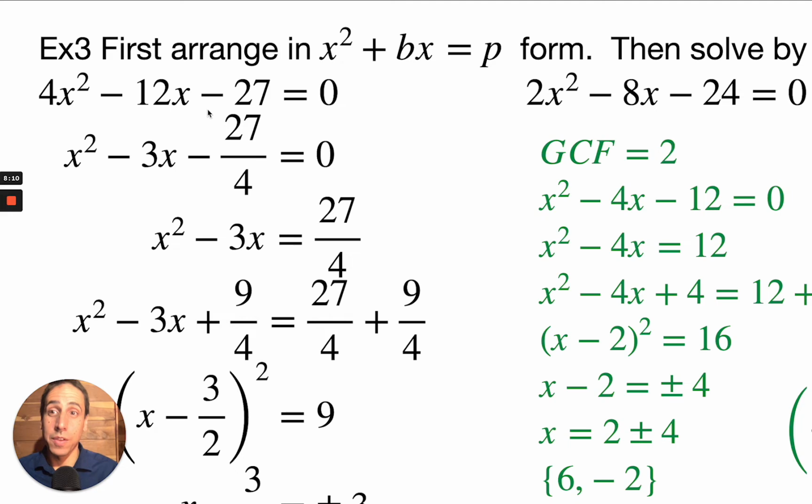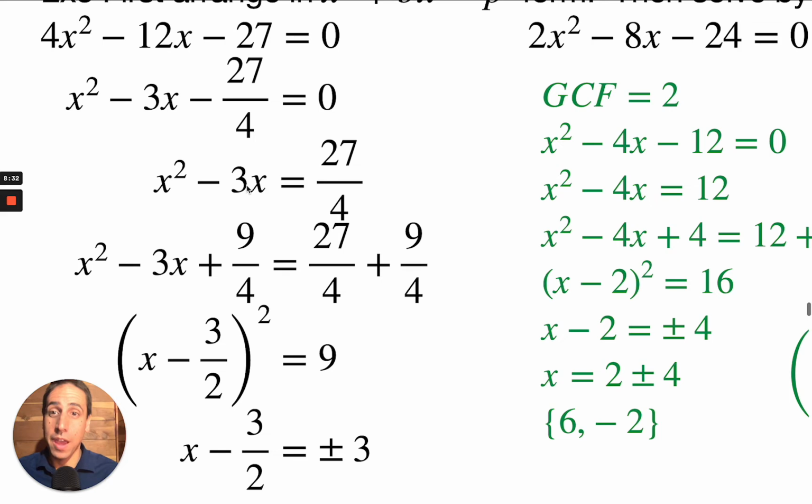So that means we've got to divide all the terms on both sides by 4 to get x squared minus 3x. 12 divided by 4 is 3. 27 divided by 4, we can just write 27 fourths. Let's add that 27 fourths to both sides. And now we've got x squared plus bx equals p form.